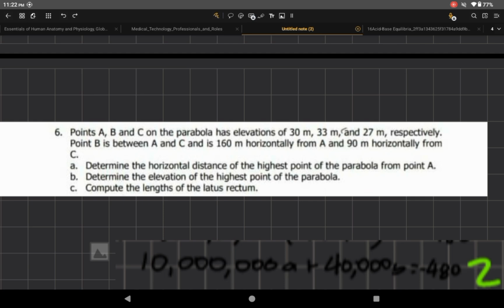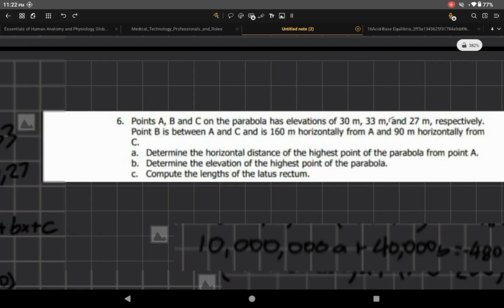Okay, so step 1. Understand the problem. We were told that the elevation of point A is 30 meters. The elevation of point B is 33 meters. Elevation of point C is 27 meters. We're also told that the horizontal distance of B is 160 meters away from A. C is 90 meters farther from B. Okay, so we translate these into coordinates.